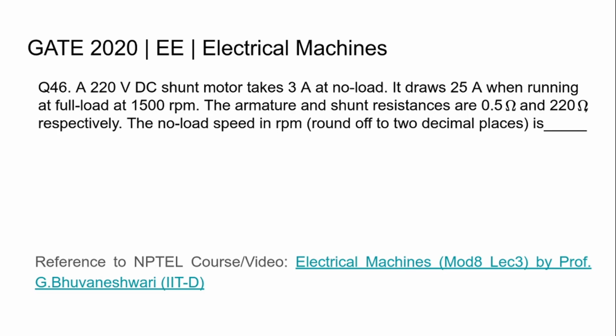Hello everyone. We are given a 220 volt DC shunt motor that takes in 3 amps at no load and draws 25 amps when running at full load at 1500 rpm. The armature and the shunt resistances are also given to be 0.5 and 220 ohms respectively. We have to find the no load speed in rpm.